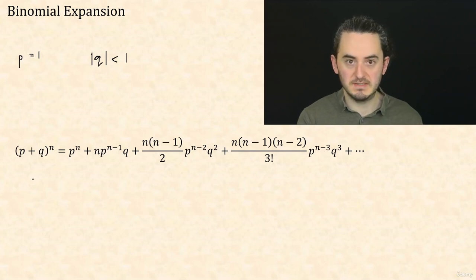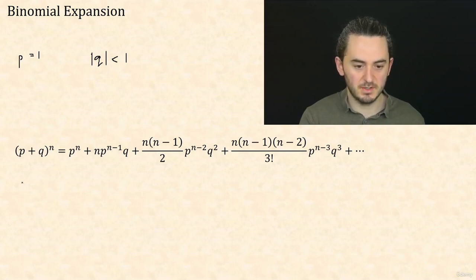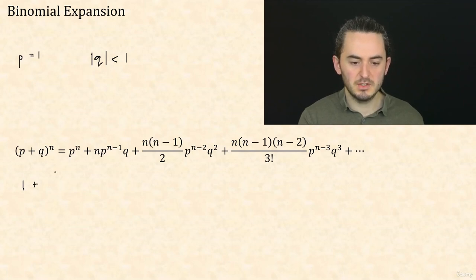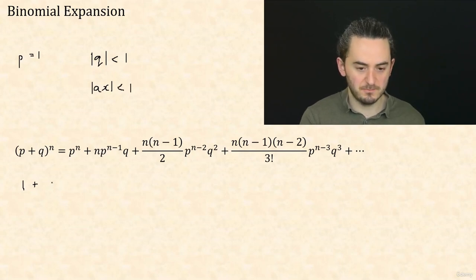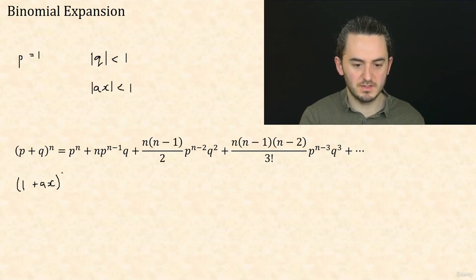So let's just rewrite it in these terms. So I'm going to insist that p is 1. And then the other thing we're going to do is, rather than have a single term q, I'm going to talk about it as being something times x, because that just gives us a variable and a coefficient. It's going to be useful to have it in that term. And we're going to need ax to be less than 1, or the modulus of ax to be less than 1. So if I have 1 plus ax to the power of n, what does that give me?